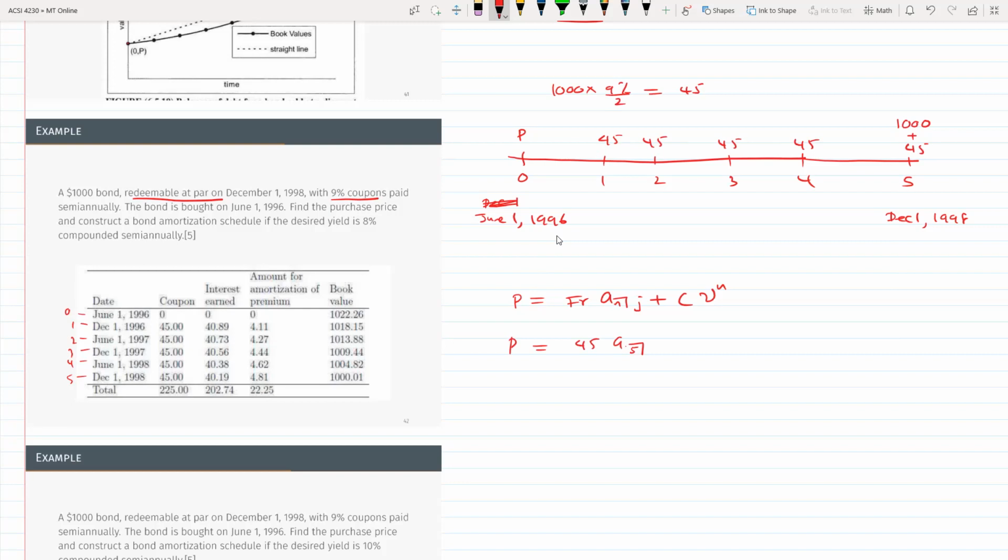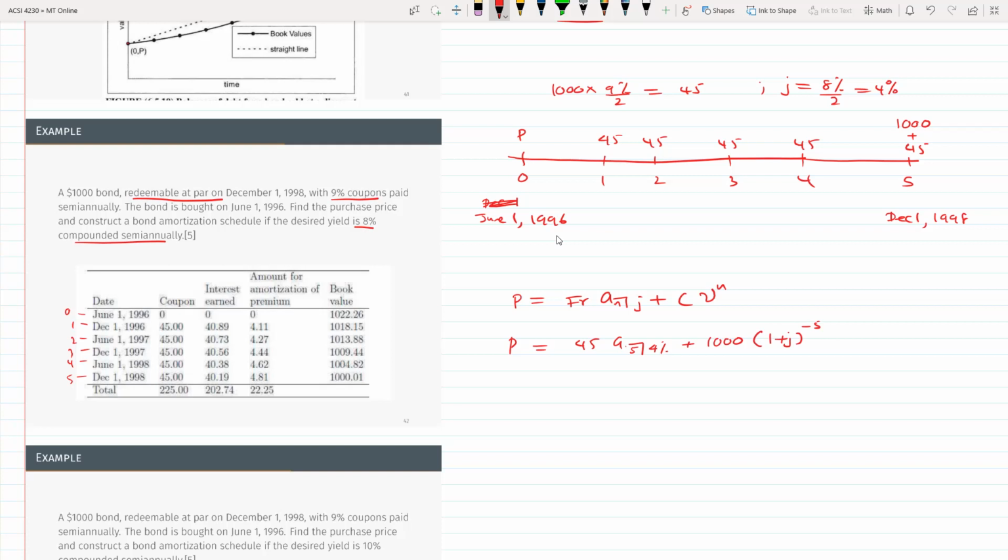So we can calculate the price. The rate J, we should use 8% divided by 2, that's the yield rate, so J is 4%. And v is (1 plus J) to the power negative 1, so in this case, to the power negative 5.